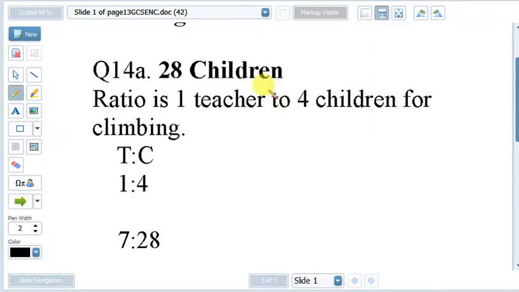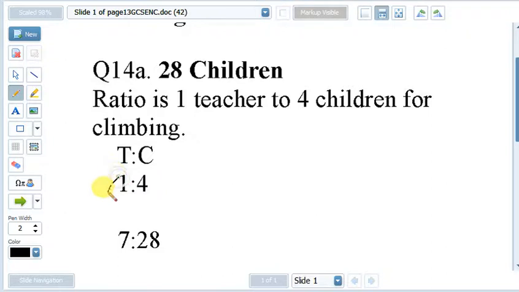So therefore, this is how we set out equivalent ratios. The T stands for teacher and the C stands for children. So for every 1 teacher that goes, you can have 4 children that go. What we want to know is how many children can go if 7 teachers go.